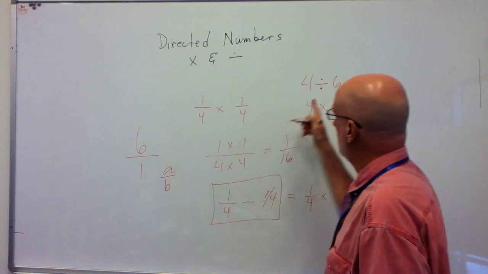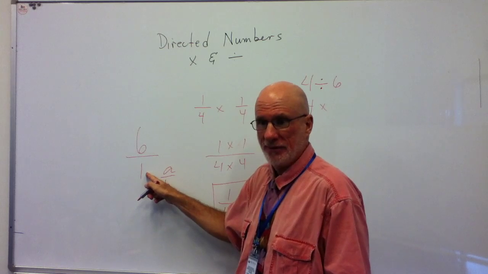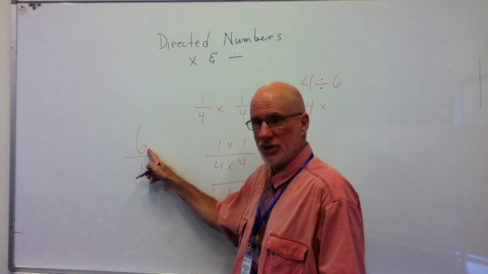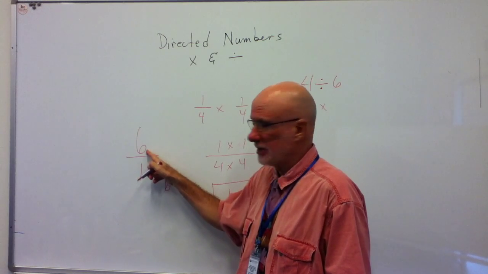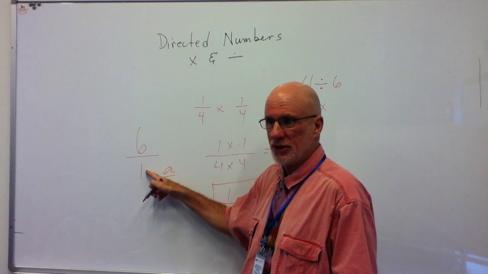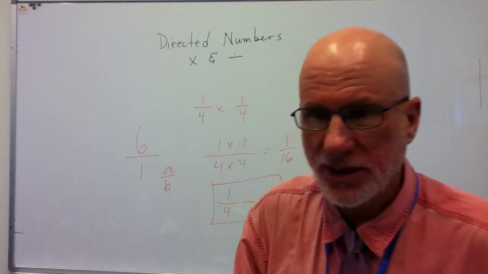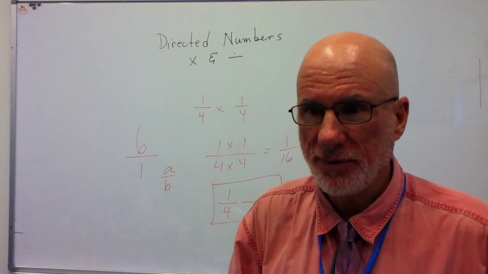So can 6 be written as A over B? Can it be? Is it a rational number? Yes. Is 6 an integer? Yes. Positive 6. It's positive is understood. Is 1 an integer? Yes. So when I say to you that 6 is a rational number, why is it a rational number?